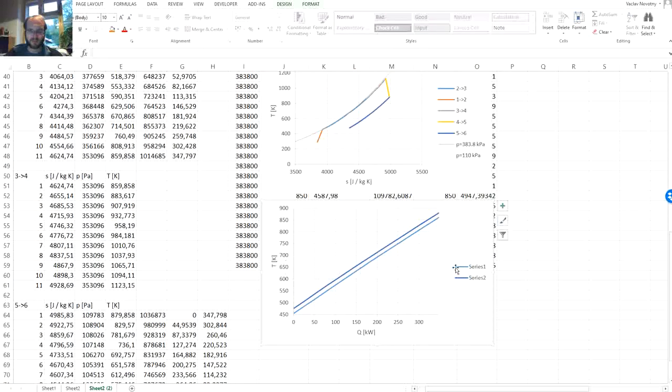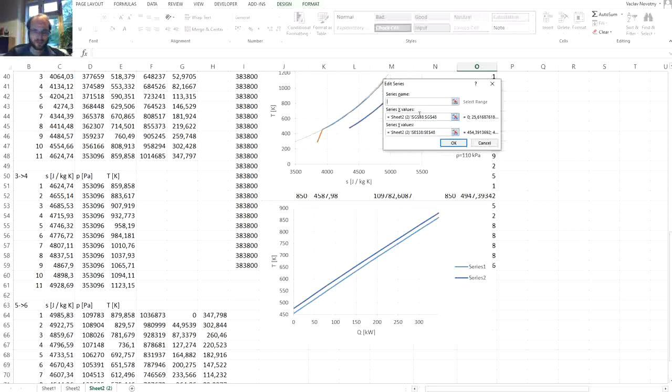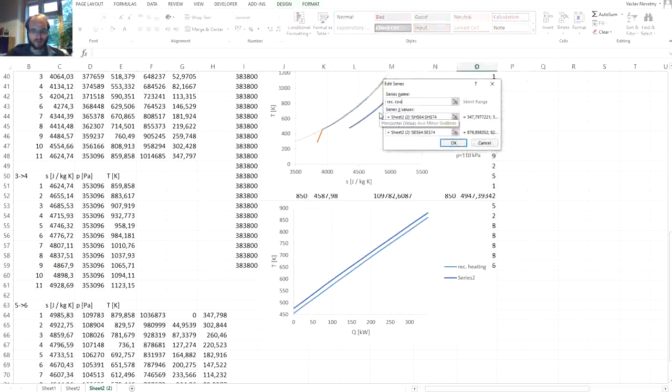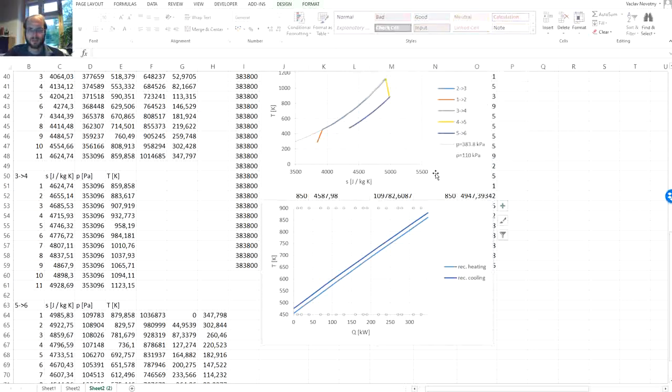Okay, and as the last thing, we can name our data rows. So the first one is recuperator heating, and the other one is recuperator cooling. So now we have the TS diagrams and the QT diagram of our heat exchanger in the system.